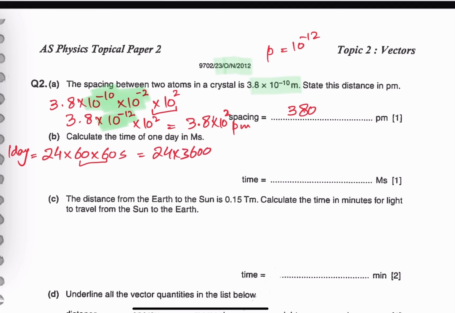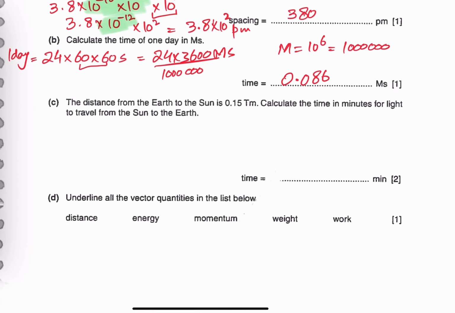We have to convert it into mega. M is basically 10 power 6, or what we can say 1 2 3 4 5 6. So if I have to write down mega, I have to multiply and divide it. So writing down mega and dividing with 1 and 6 zeros, this will give you 0.086 megaseconds.